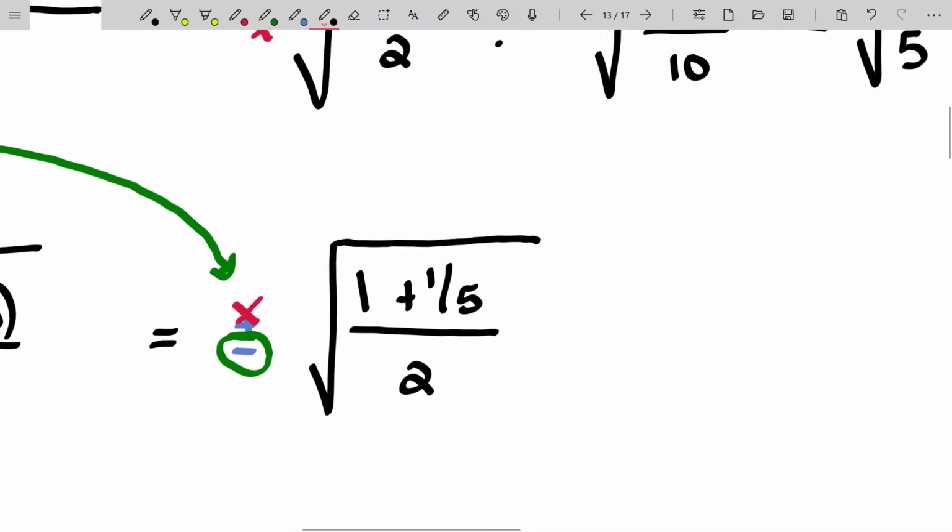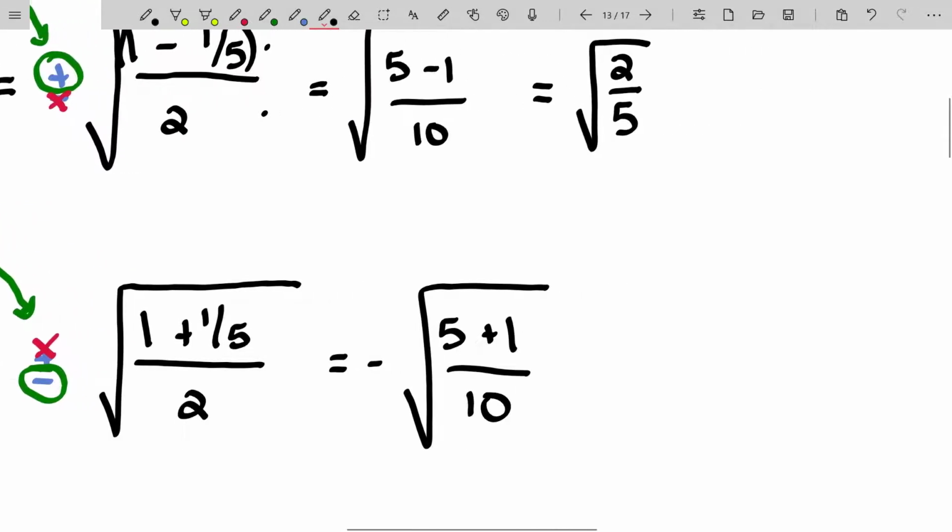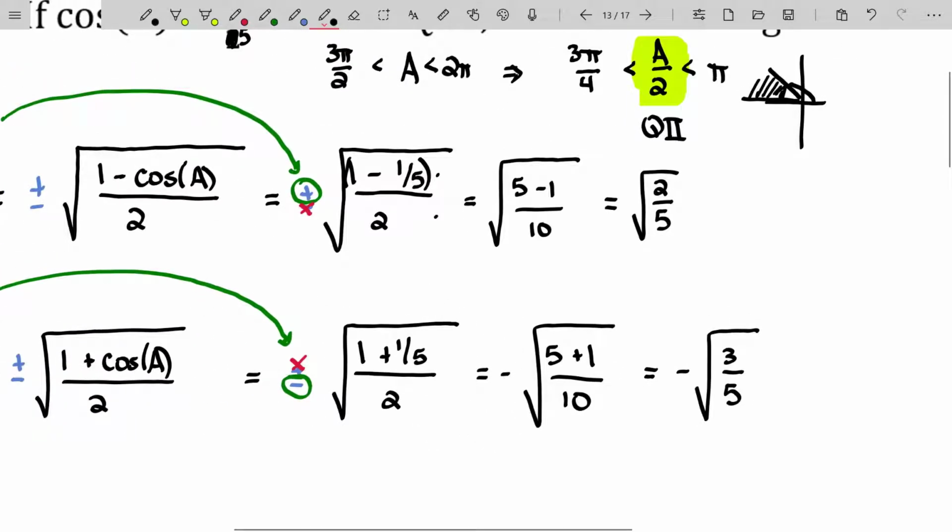And let's see, the other one was a negative square root of, I'll multiply top and bottom by 5 again. So we get 5 plus 1 over 10. And that would be a negative square root of 6/10, which reduces down to 3/5. Again, your instructor might hate that you don't rationalize that denominator. I personally don't. I don't care.